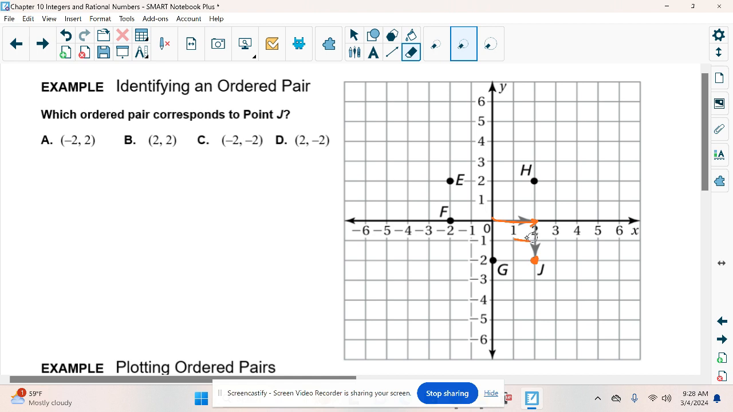2. I'm going right 2, and then I'm going up or down? I'm going down 2. So right 2, down 2. What's my ordered pair going to be? Positive 2, negative 2. So that's going to be D.